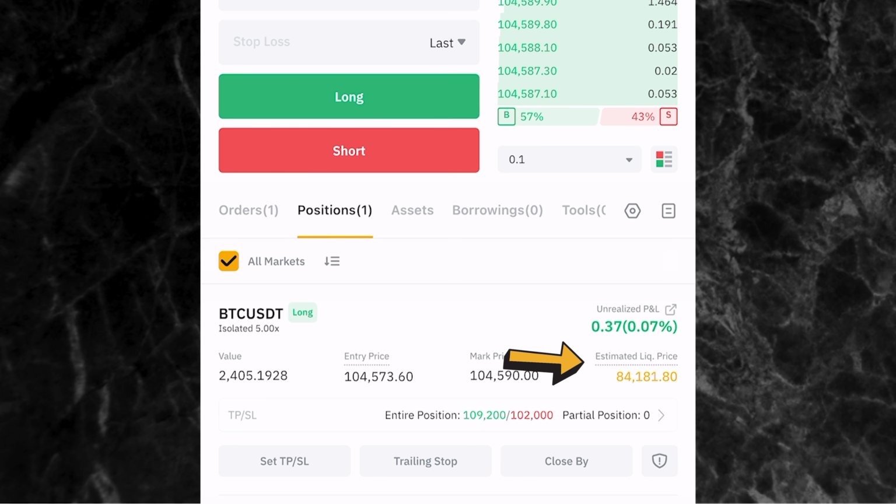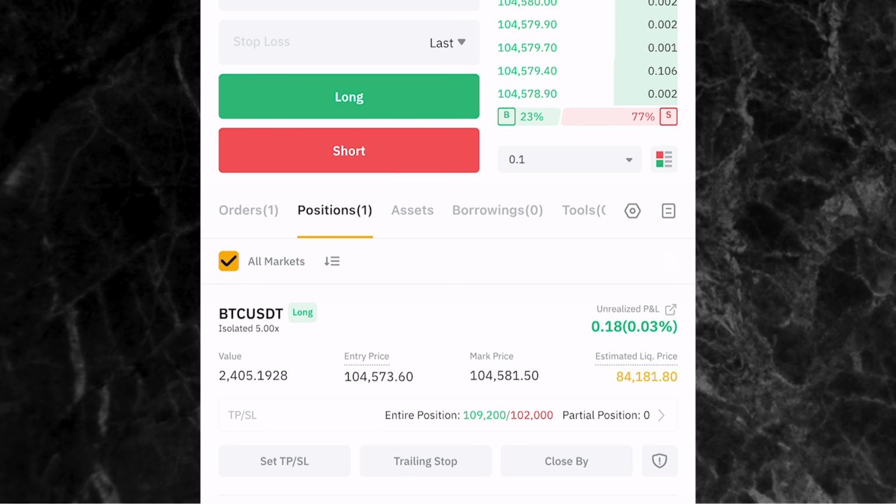But to protect yourself, that is why it is good to use stop loss. So don't forget that I already set a stop loss of $102,000. That means that if it goes down to $102,000, I'll just be losing a tiny percentage of my money. So it won't be able to go to the liquidation price where I'll lose all my money. So I hope you get it. That's why it is good to set your stop loss price.